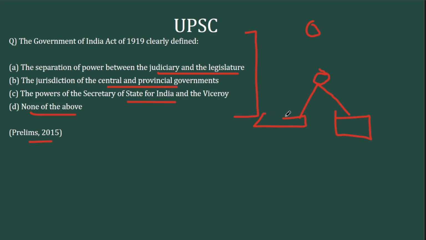Reserved means it is reserved for the governor. Transferred means it is transferred to the provinces. And residuary powers will exist with the governor. So that's the system. Now go to the question.